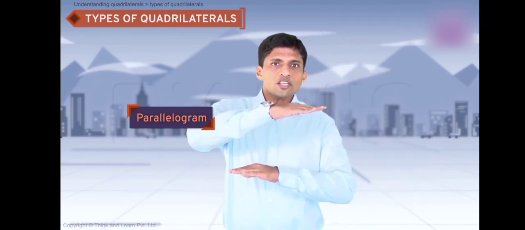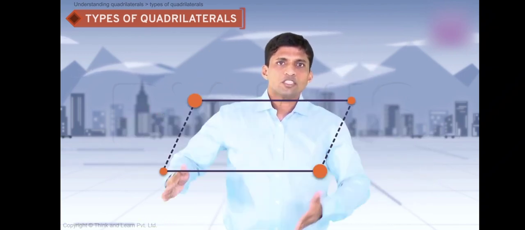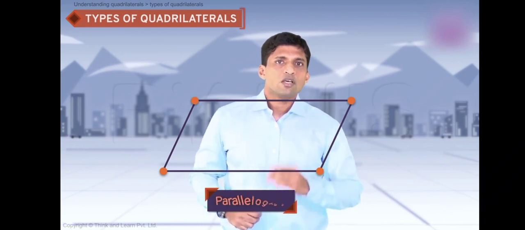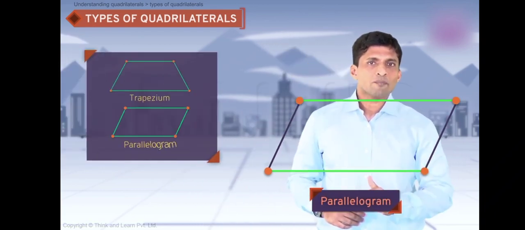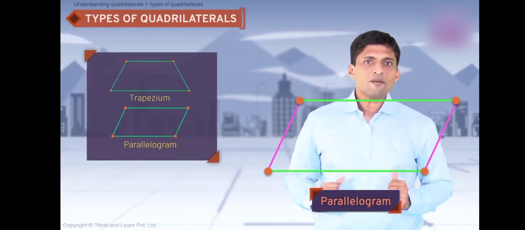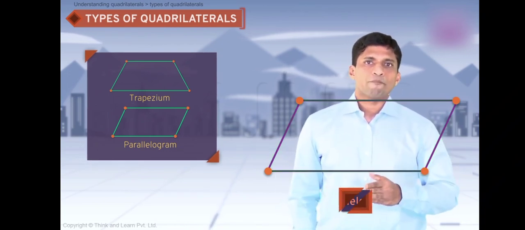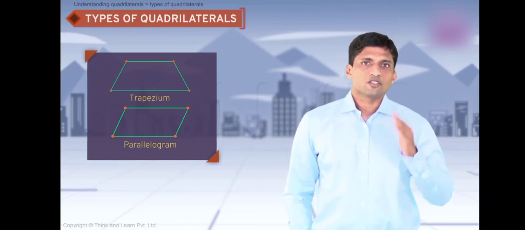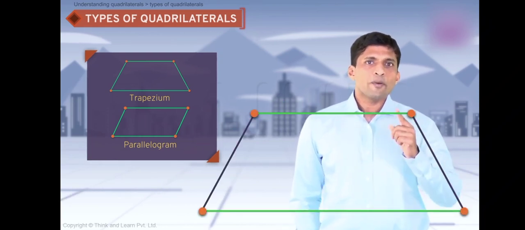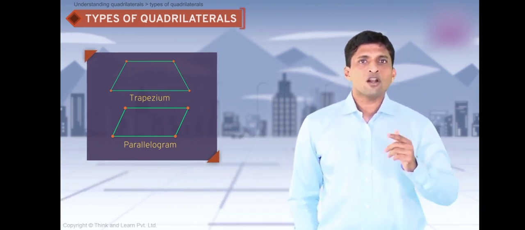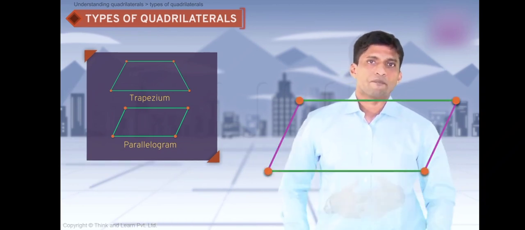So if you visualize, it will look like this. These two are parallel. These two are parallel. This is a parallelogram. So here, these two sides are parallel. These two sides are parallel. That means both the pairs are parallel here. So this is a parallelogram. It's very easy to understand. So trapezium is when one pair of opposite sides are parallel. Parallelogram is where both the pairs are parallel.